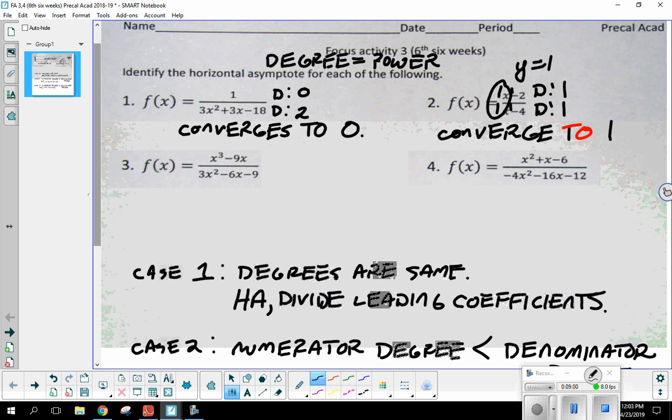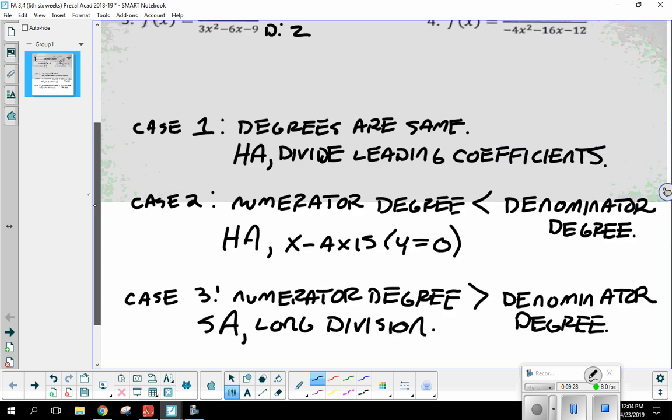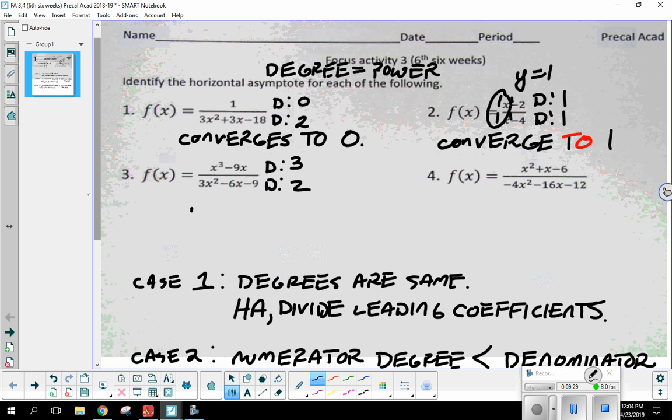Let's try 3. x cubed minus 9x over 3x squared minus 6x minus 9. What's the degree of the top? 3. What's the degree of the denominator? 2. They're not the same, so it's not case 1. It's the third one. The numerator's degree is larger than the denominator's. Because this would have a slant asymptote, does it converge or diverge? It would diverge. This would not approach a specific number.